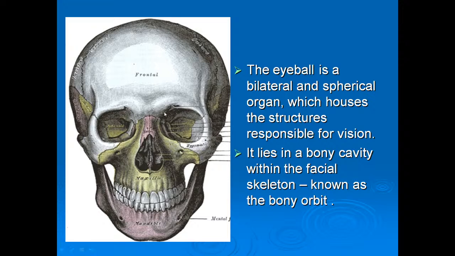The eyeball is a bilateral and spherical organ which houses the structures responsible for vision. It lies in a bony cavity within the facial skeleton, known as the bony orbit. Two bony orbits.